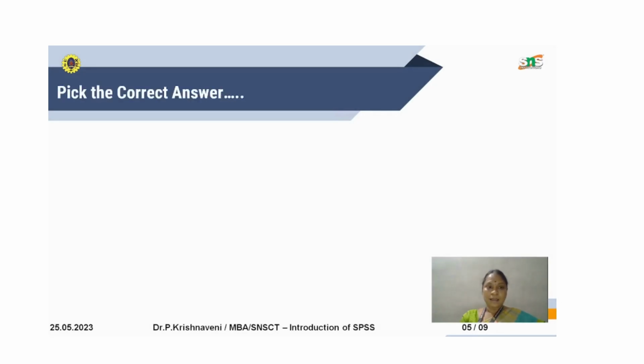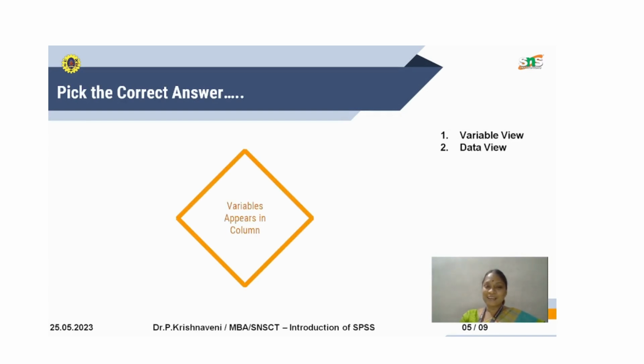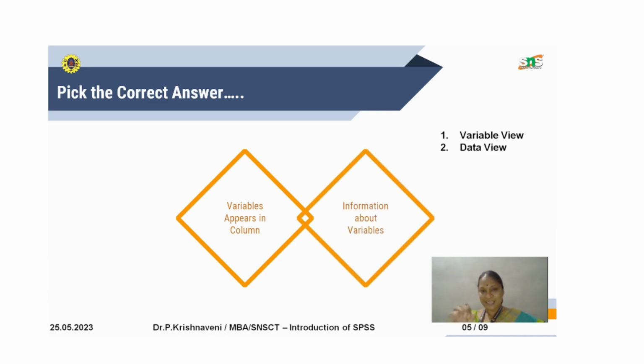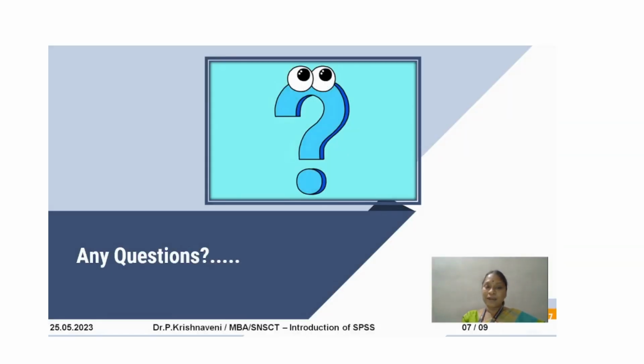Now we can check whether we understood the variable view and the data view. Variables appear in the columns; where do we see them? Normally variables appear in the columns in the data view. And information about the variables is, obviously, in the variable view. Hopefully you understand the data view and the variable view, and about SPSS.